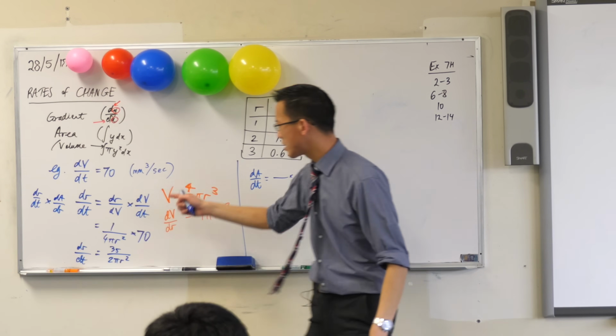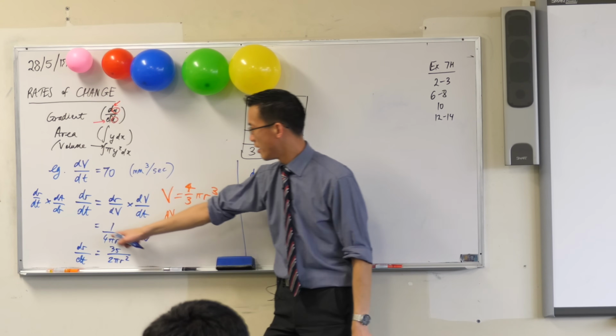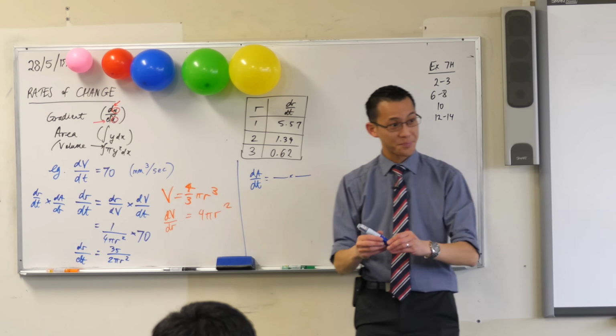So how am I going to get either of these? I know what dr and dt is. I worked that out. How can I work out dA on dr?